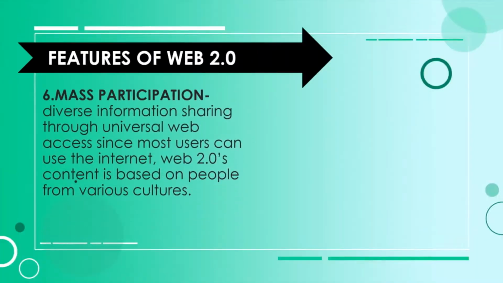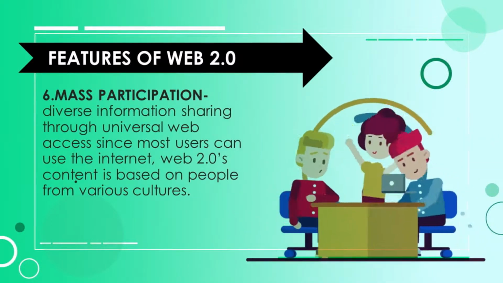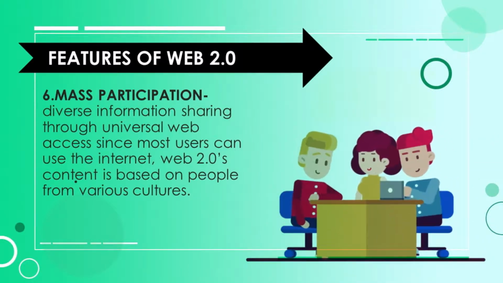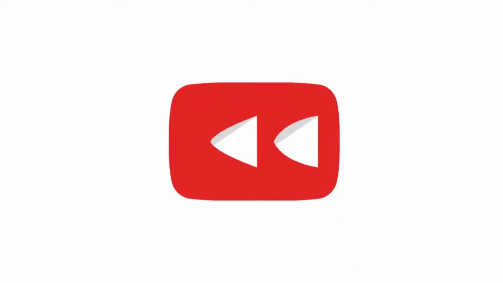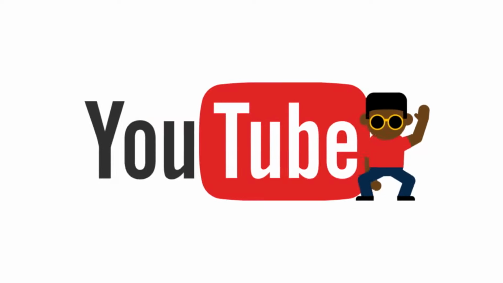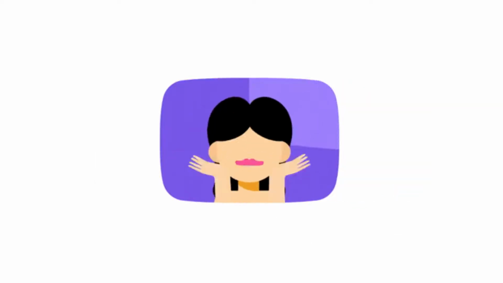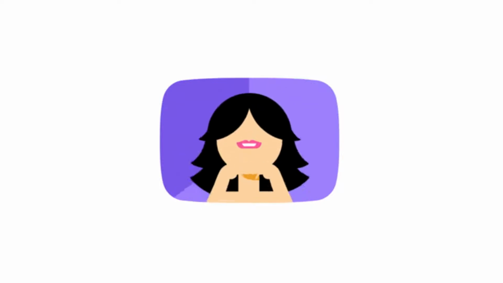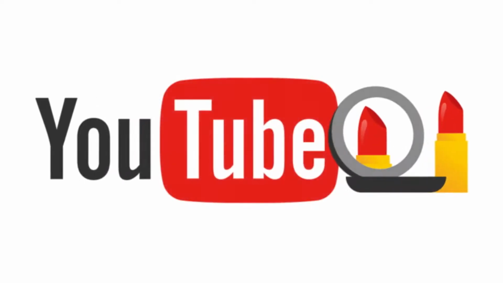Sixth, mass participation. Diverse information sharing through universal web access. Since most of the users can use the internet, Web 2.0's content is based on people from various cultures. In this case, YouTube will be the best example for mass participation, wherein napakarami ng content creator from different countries. Travel, cooking, dancing, repair, name it. Halos lahat na content na ng iba't ibang YouTubers from around the world.